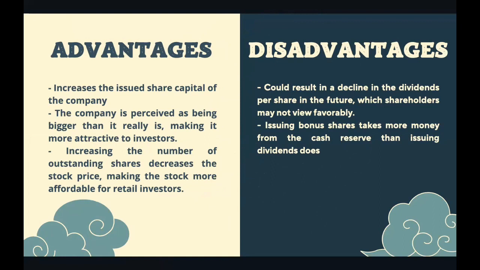There are some advantages and disadvantages of bonus issue. The first advantage is it increases the issued share capital of the company. The next one is the company is perceived as being bigger than it really is, making it more attractive to investors. And the last one is increasing the number of outstanding shares decreases the stock price, making the stock more affordable for retail investors. The first disadvantage is it could result in a decline in the dividends per share in the future, which shareholders may not view favorably. And the next one is issuing bonus shares takes more money from the cash reserve than issuing dividends does.